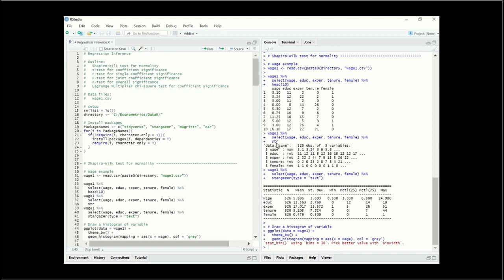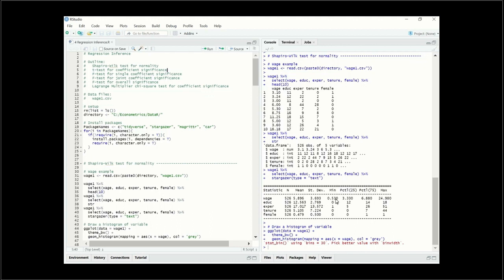Here's the structure of the data. We have 526 observations, 5 variables that we kept. And again, these are the first few observations. And summarizing, these are the mean, standard deviation, and the min-max for the data. Note again that female is an indicator variable. Therefore, we have zeros and ones in the data. Whereas wage is a continuous variable.